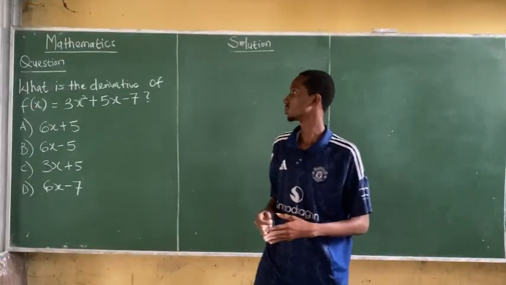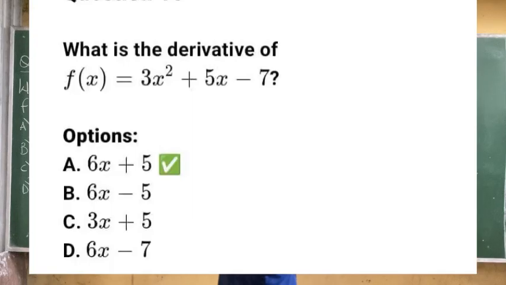The final question says, what is the derivative of f of x is equal to 3x squared plus 5x minus 7? Option A, 6x plus 5. Option B, 6x minus 5. Option C, 3x plus 5. And option D, 6x minus 7.